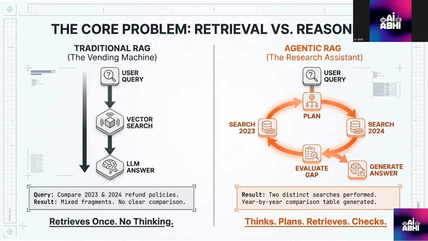Think of traditional RAG as a vending machine. You press a button, you get what you get. Agentic RAG is like a research assistant. You give them a question, they plan their approach, check multiple sources, verify their findings, and come back with a thorough answer. Agentic RAG typically has four patterns.